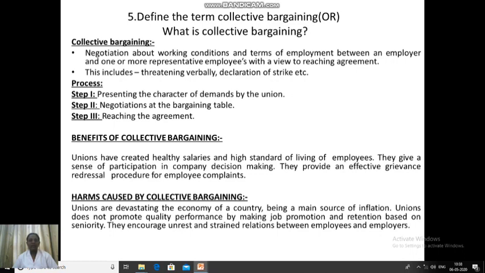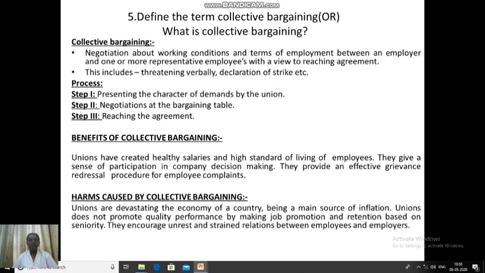Then benefits of collective bargaining. Unions have created healthy salaries and high standard of living of employees. They give a sense of participation in company decision making. They provide an effective grievance redressal procedure for employee complaints.